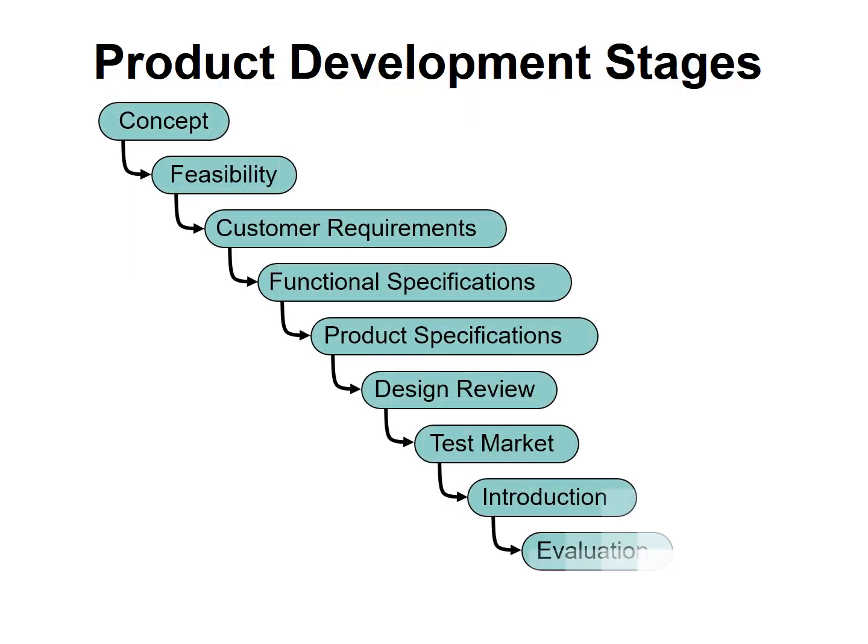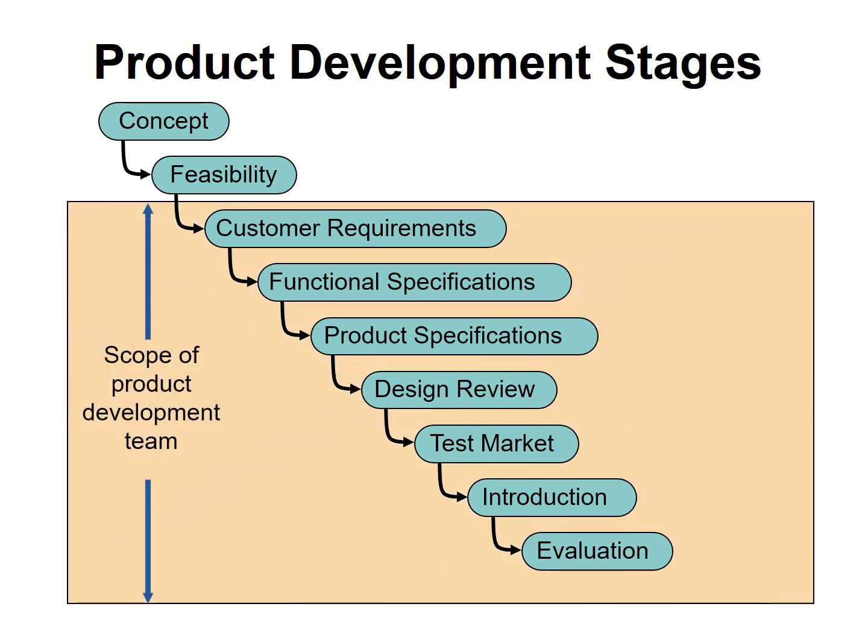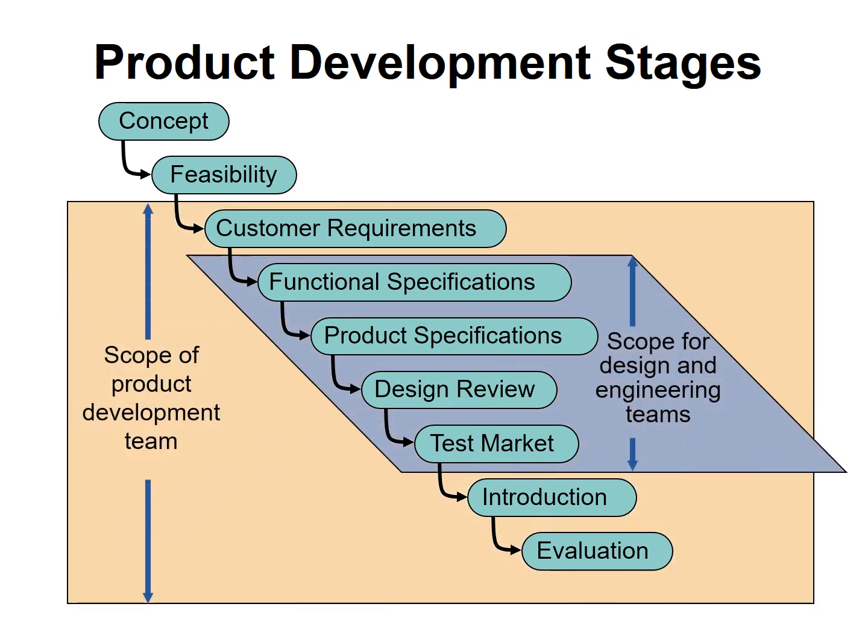So the product development stages go from concept to feasibility of can we do it? What are the customer requirements? What kind of specifications do they need to have? Then we review the design, we test market it, we introduce it into the public, and we evaluate and progress.